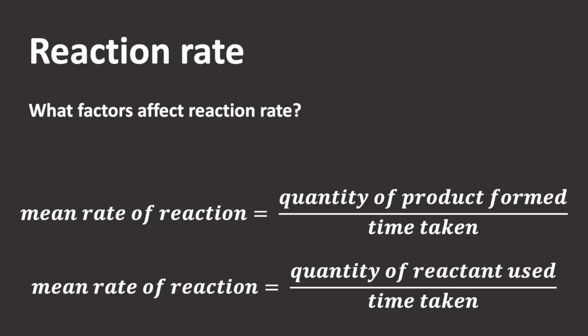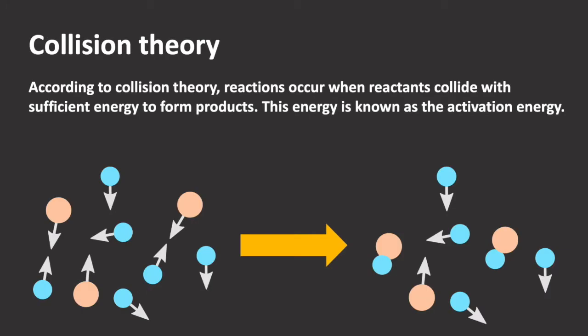This video will give a brief recap of the factors that can affect the rate of a reaction, as well as showing you how I did an investigation at home to examine the effects of different factors on the rate of a reaction. Let's start by giving a short overview of collision theory. According to collision theory, reactions occur when reactants collide with sufficient energy to form products.